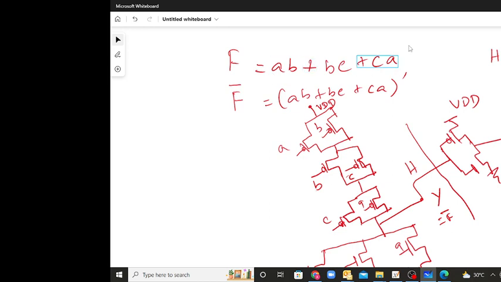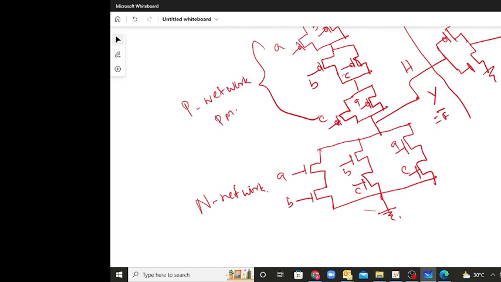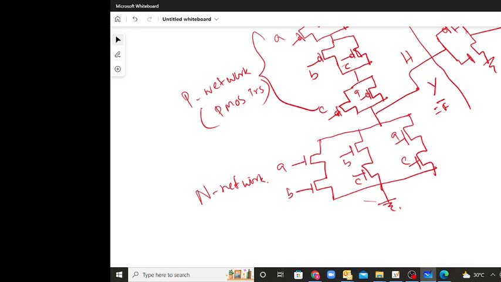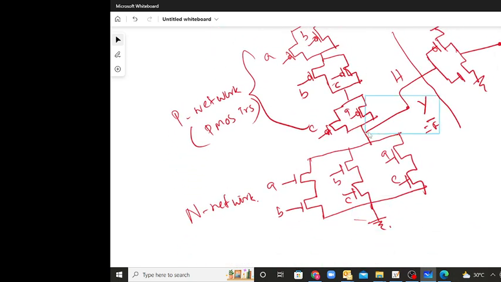So how to implement a complex logic function. Whatever the AND terms may be, you will have them connected in series in the N network. This network is called the N network, that is a network of N transistors, and this is called the P network, that is PMOS transistors. The PMOS transistors will be on the top, connected to VDD, and at the bottom it will be connected to ground, and in the middle you take your output.